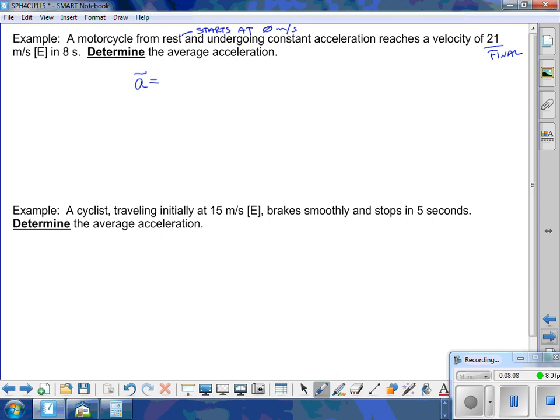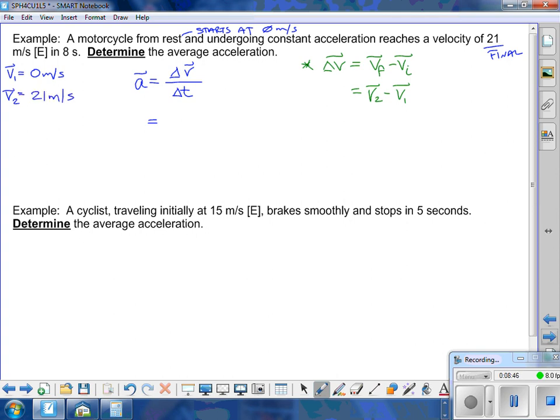Well, acceleration is your change in velocity divided by time. Remember, change in velocity, if you're not familiar with that notation, is your final velocity minus your initial or start velocity, or some people might be comfortable with V2 minus V1. Okay, so if I list the information, my first velocity was 0 meters per second, my second velocity was 21 meters per second, and my time is 8 seconds. So I have 21 take away 0 divided by 8.